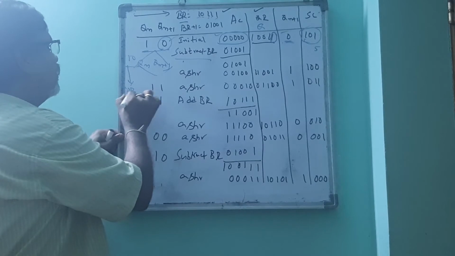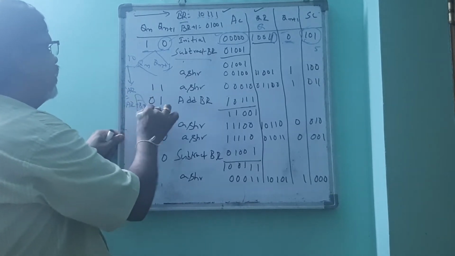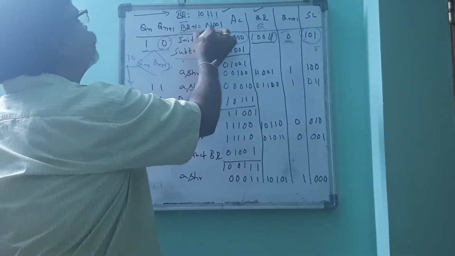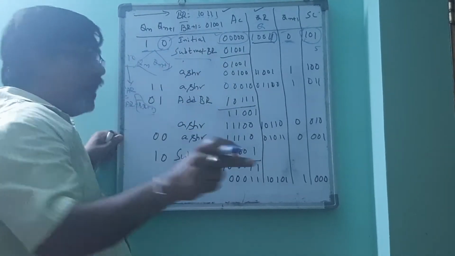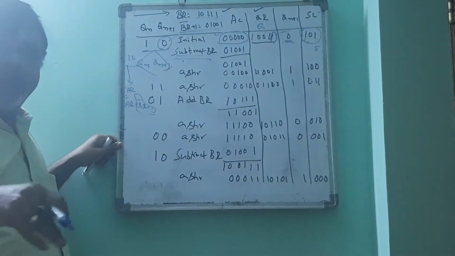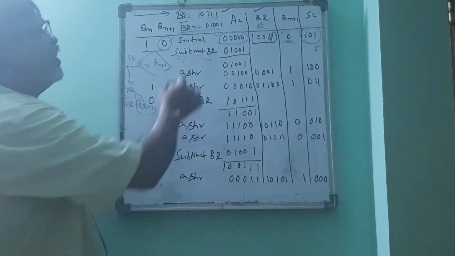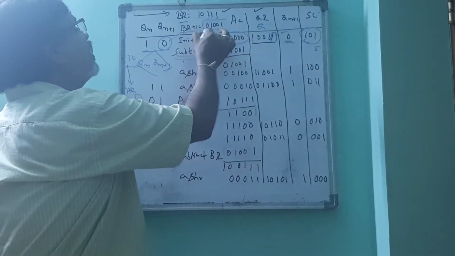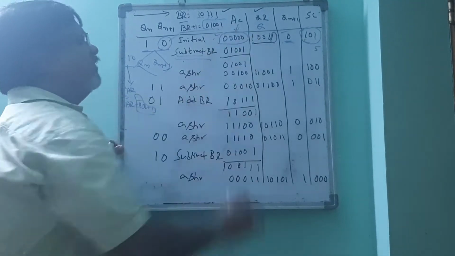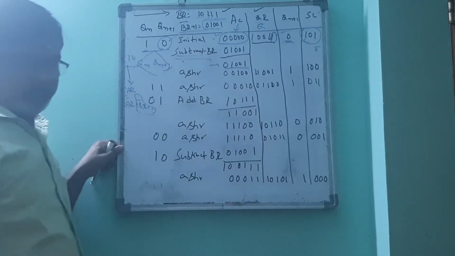That is AR is equal to AR plus BR bar plus 1, that is the 2's complement of your BR. We have already calculated the 2's complement. Even though I wrote the statement subtract, subtract is nothing but adding the 2's complement of BR. That is the meaning of subtract. The 2's complement of BR is already calculated as 01001, and initially the accumulator AC value is 0. We simply added and got the result 01001.